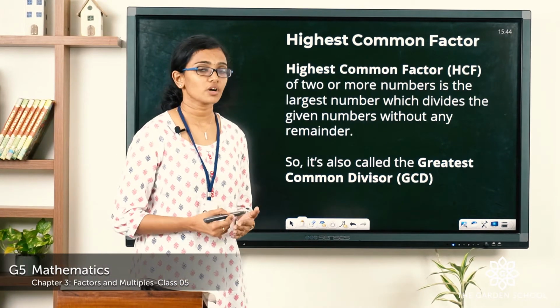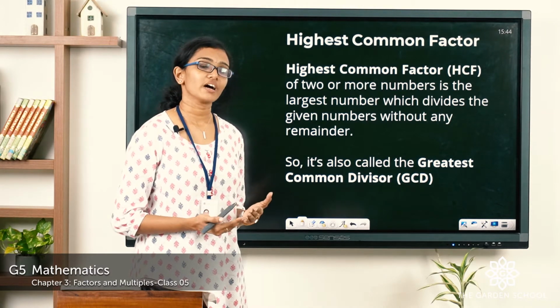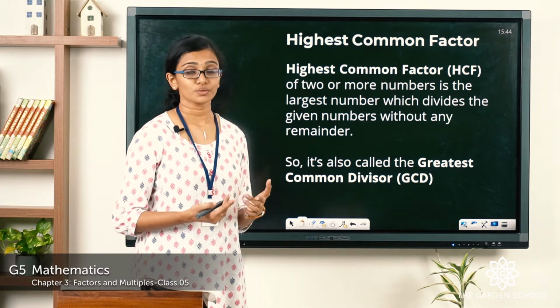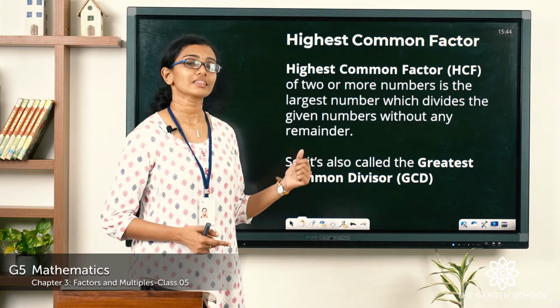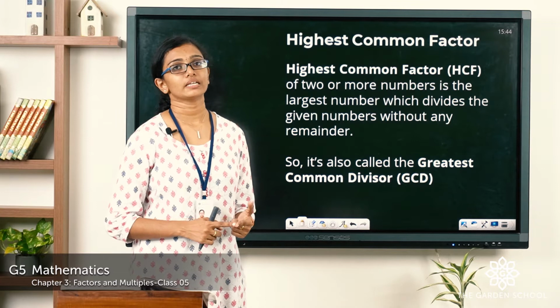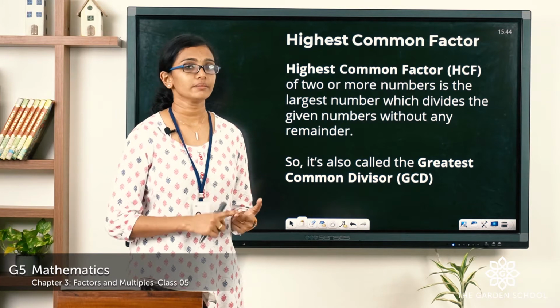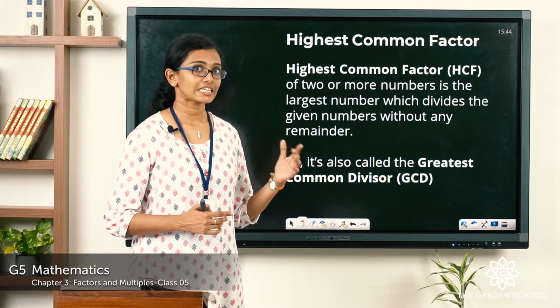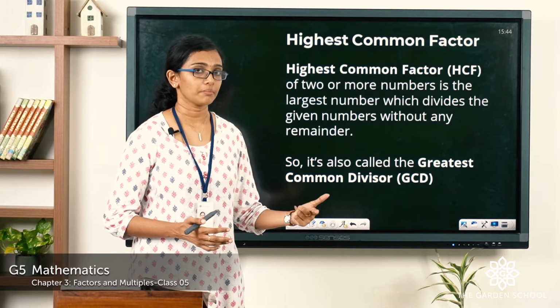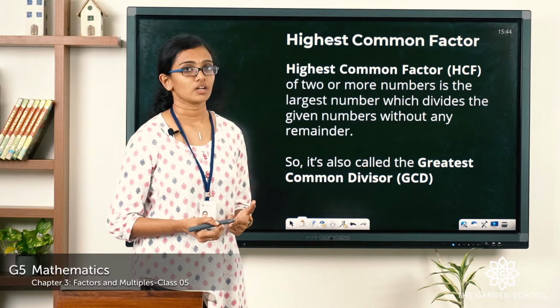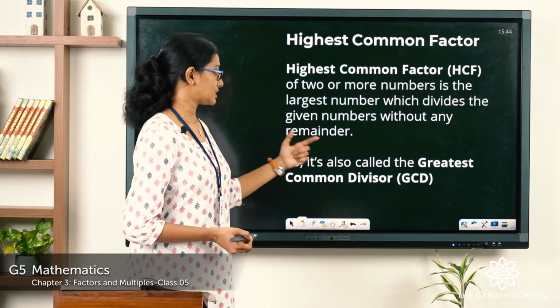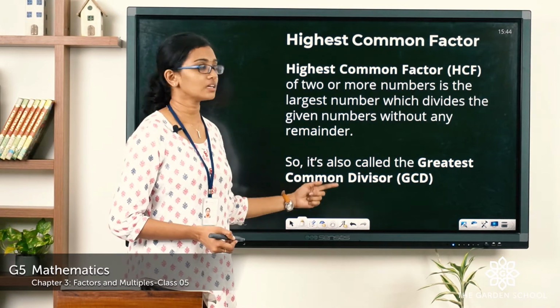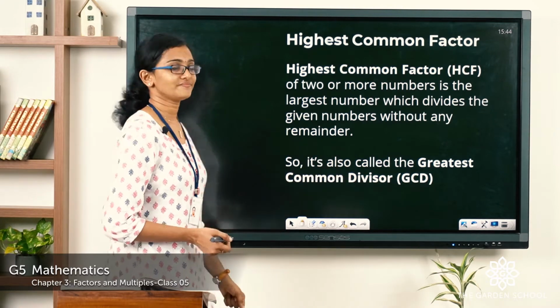So what are highest common factors? So highest common factor or HCF of two or more numbers is the greatest number that can divide the given numbers completely, that is without leaving any remainder. Now we know the number that divides another number is called the divisor. So this HCF can also be called as the greatest common divisor or GCD.